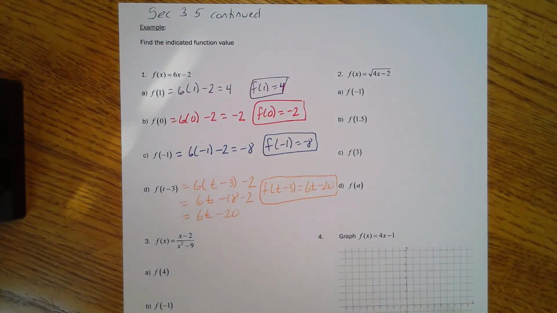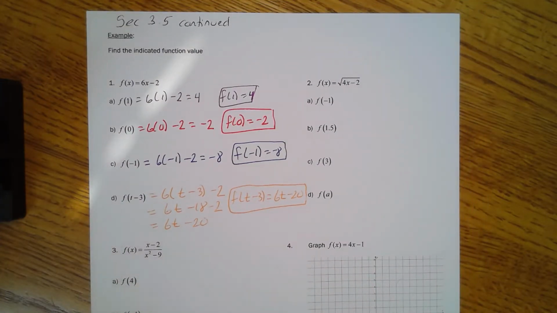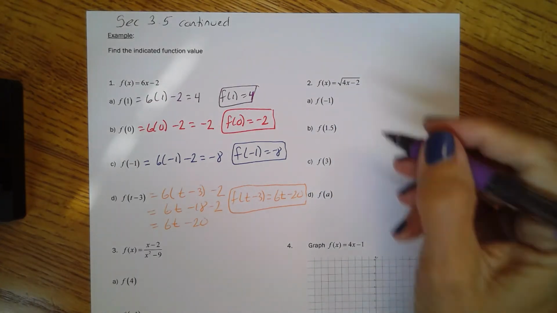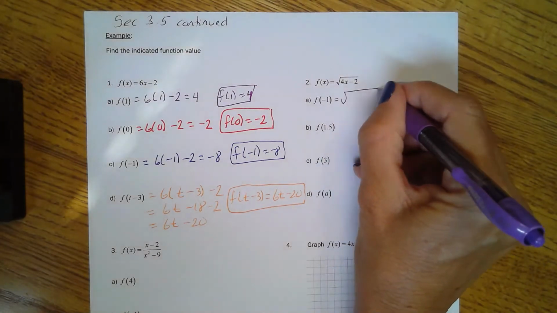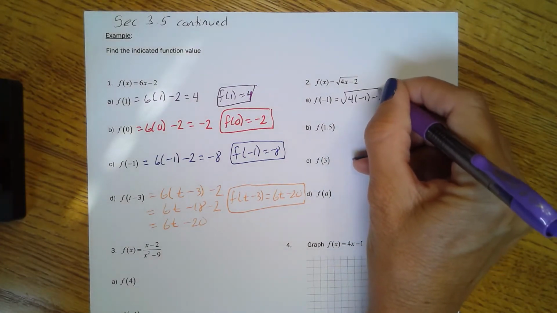Alright, what about part 2? Now we're going to talk about radicals. We'll get into radicals later on in the semester, but I wanted to throw in a radical here just to make sure we're okay using maybe our calculator to find out these answers as well. So f of negative 1 means wherever I see x, I plug in a negative 1. So square root of 4 times negative 1 minus 2.